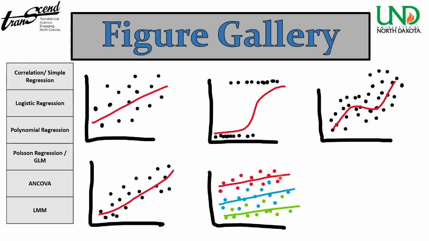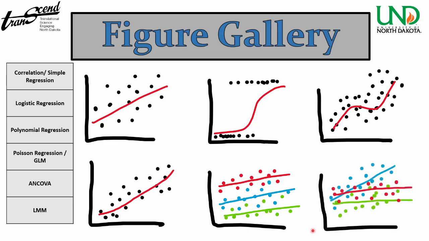If you have your x and y variables with multiple lines of multiple colors, multiple different categories, that might be something like ANCOVA, or it could also be a linear mixed model. Here's another example of it, and the lines should be straight, but they may or may not be parallel. They might all be parallel, or they might have different slopes and different intercepts. It really depends on how complex your model is, but it'll probably look something like that.